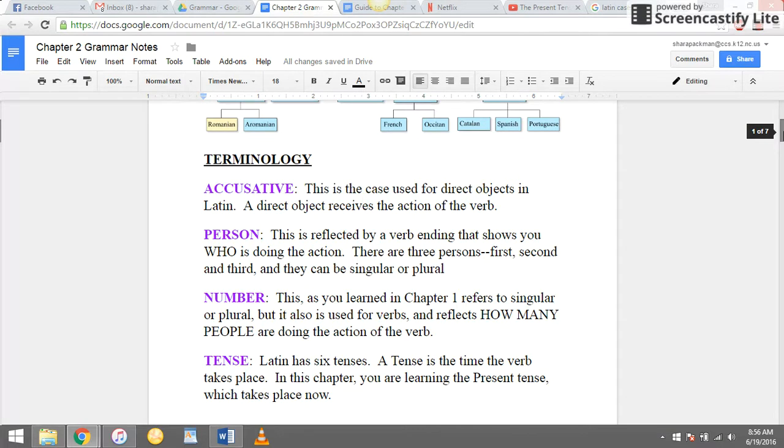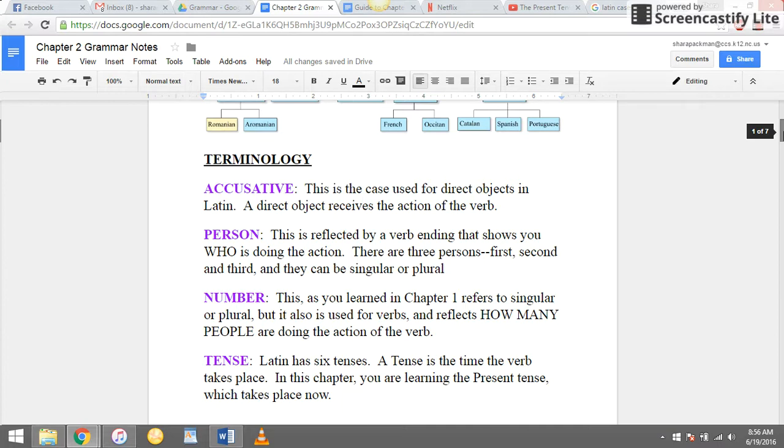Then you have person, number, and tense. These are all qualities of verbs because you're going to be exploring verbs in this chapter. Person tells you who's doing the action of the verb. Is it first person? That would be I or we. Second person would be you. And third person would be he, she, or it, or they. Number refers to singular or plural. You learned that in chapter 1, but it also applies to verbs and reflects how many people are doing the action. So if 2 people are doing the action, the number is plural.